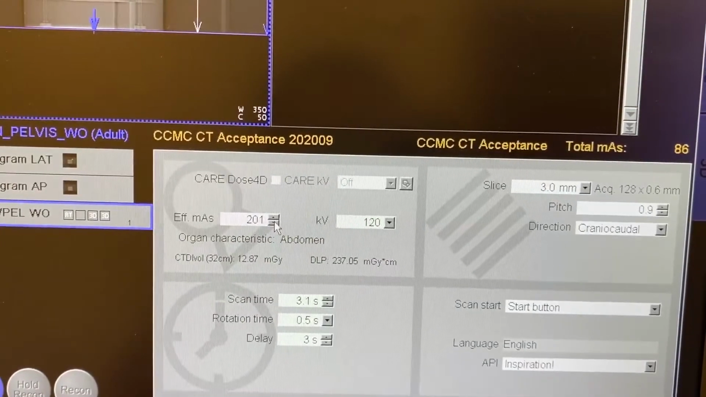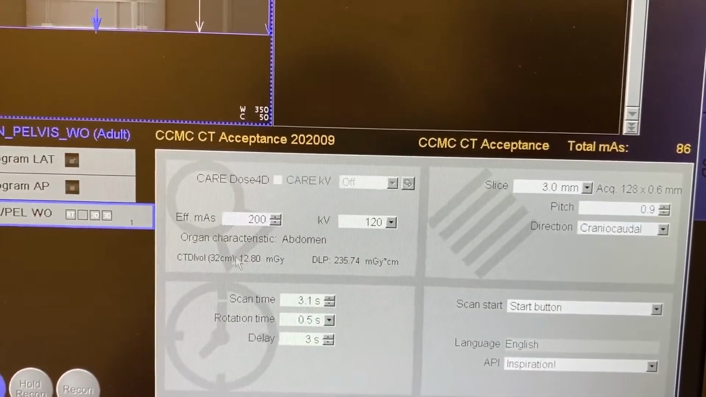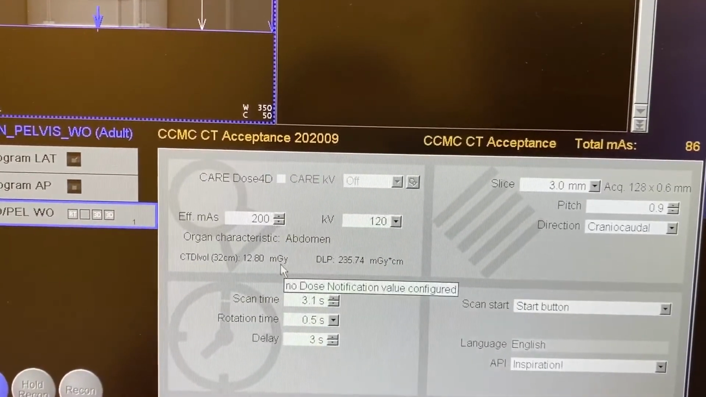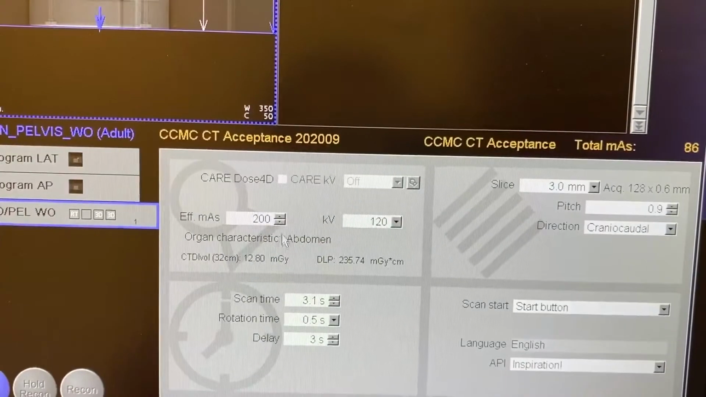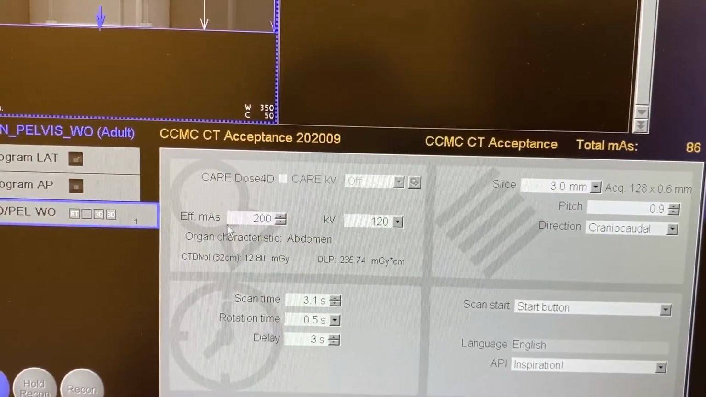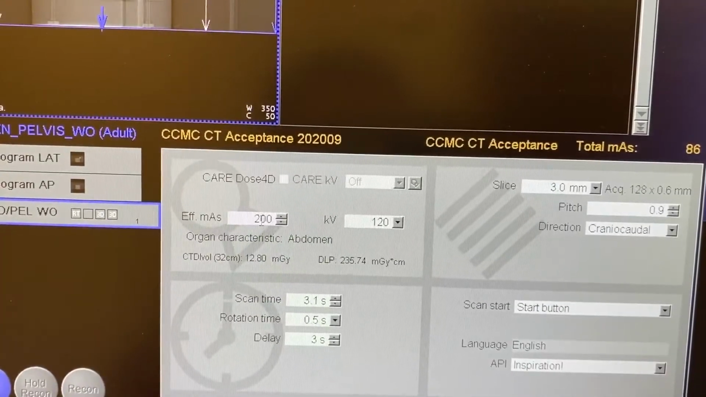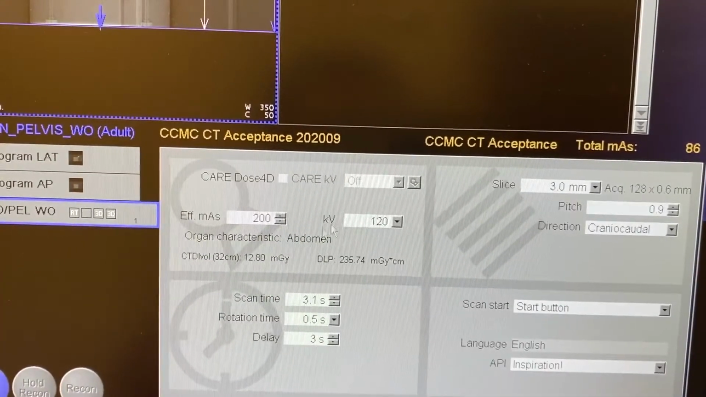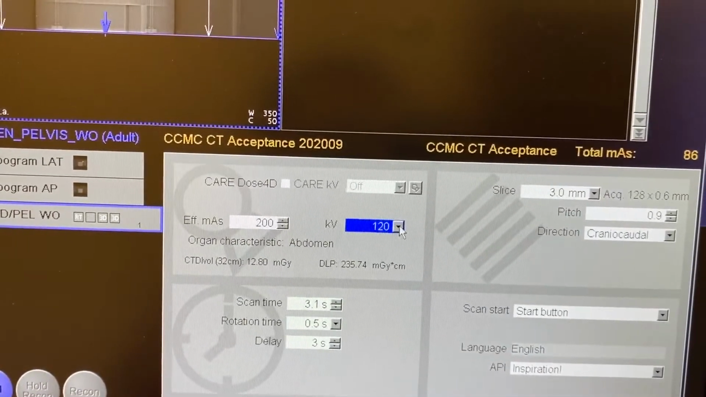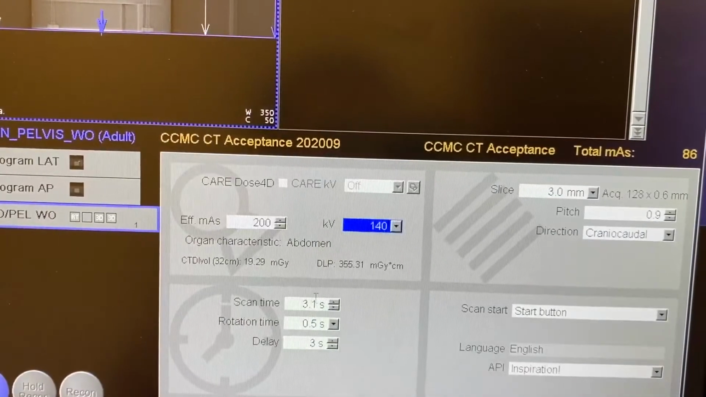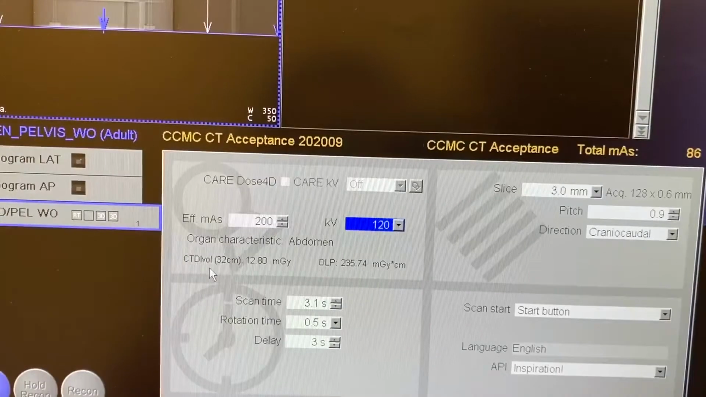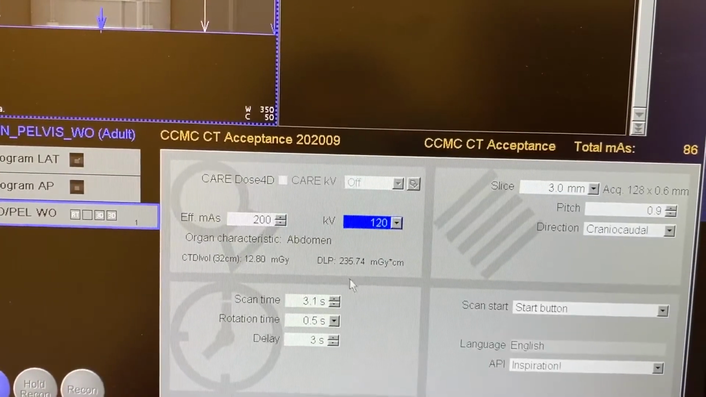We don't have time in our class to talk in detail about how this CTDIvol is related to patient dose, but basically you can see, for example, with effective mAs 200 at 120 kV we have 12.8. If I change to 140, it will be 19.29. So the higher the technique used, the higher the CTDIvol and the higher the patient dose.